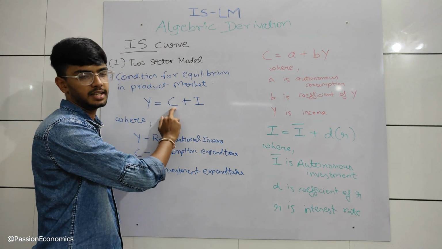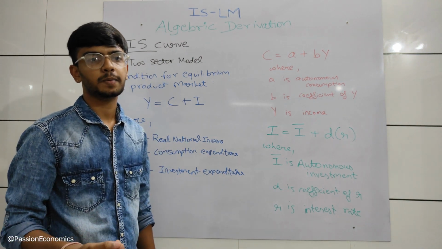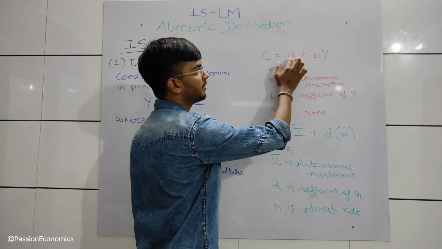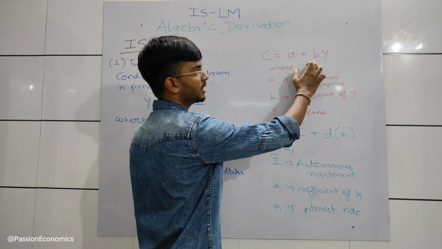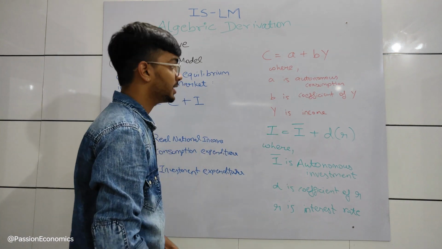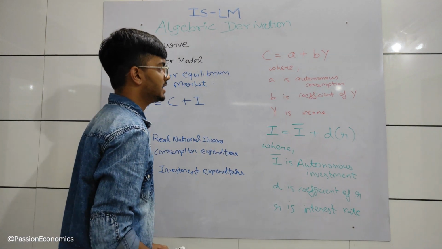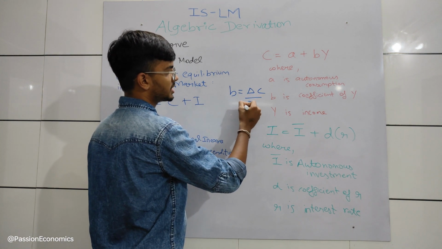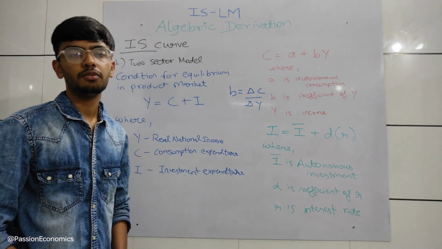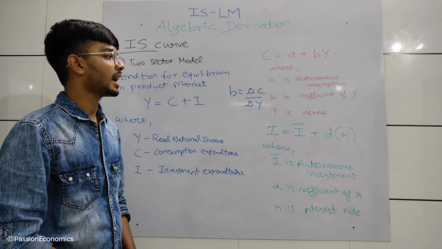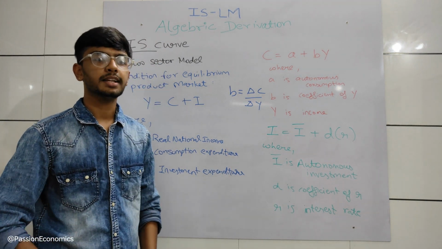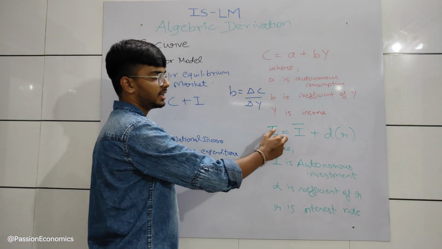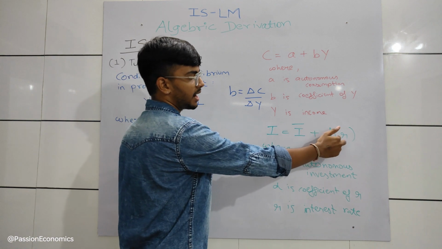Now we know that C is consumption expenditure, which is the consumption function, and can also be written as A plus BY, where A is autonomous consumption, B is the coefficient of Y, and Y is income. B is the change in consumption due to change in income. B shows the value of the multiplier, that is, by how much there is a change in consumption due to change in income.